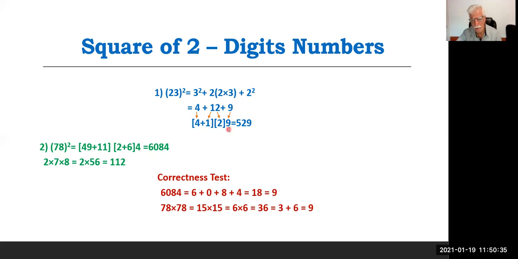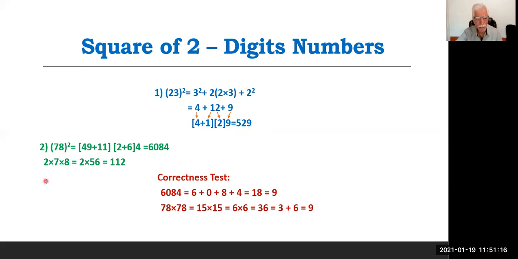9 is the very first digit of the square of 23 on the right hand side. Here you have two digits. So the number 2 goes here as the second digit of the square of 23. And this one is going to be a carryover to the result of a square of 2. So 4 plus 1 is 5. So the square of 23 is 529.